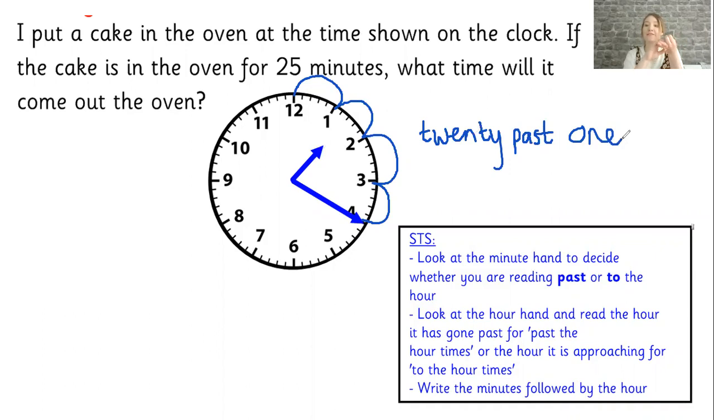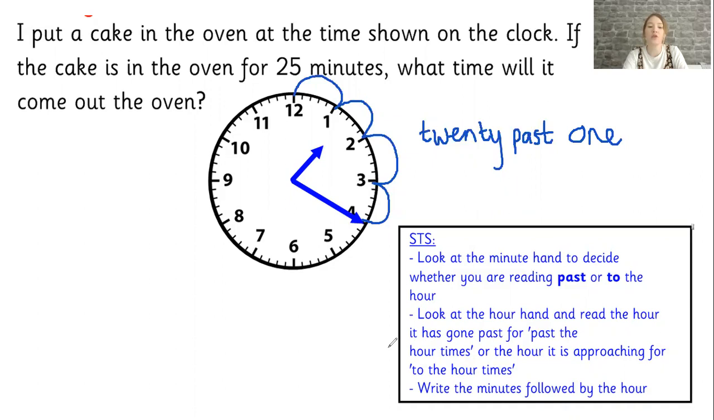We write the minutes followed by the hour, so we've done 20 past 1. Fantastic. So I put a cake in the oven at the time shown on the clock. So we put a cake in the oven at 20 past 1. If the cake is in the oven for 25 minutes, what time will it come out of the oven?